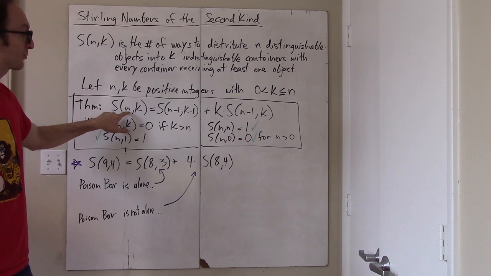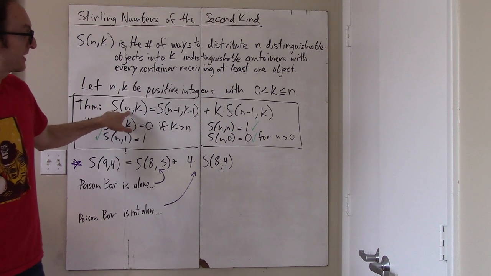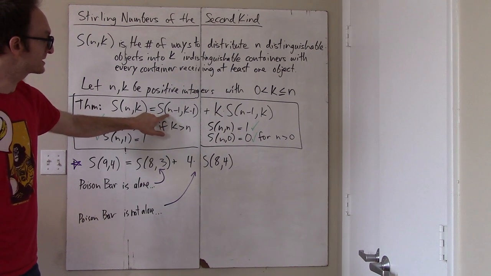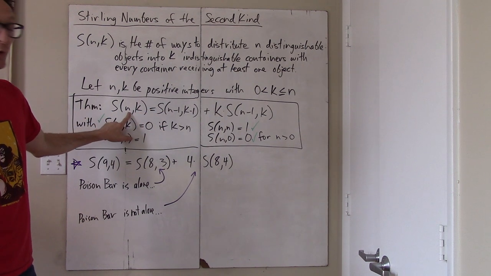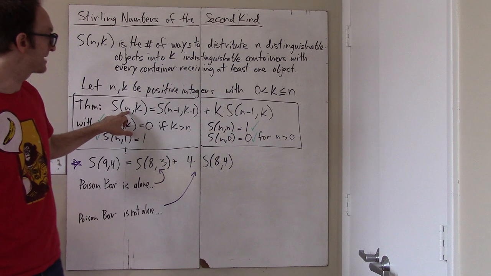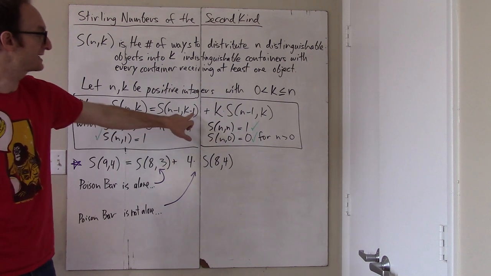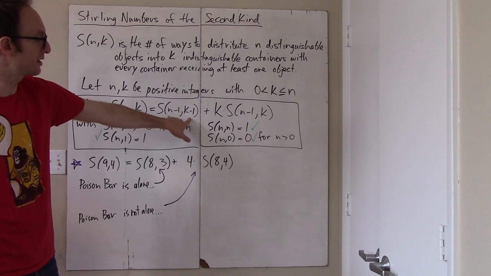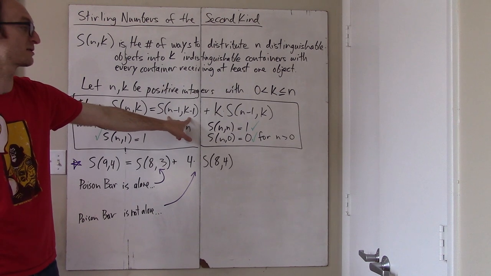What are we going to do with the red object? Are we going to place the red object alone in a box? If so, then one of our boxes has now been accounted for, the one that's going to hold only the red object, and there are thus n minus 1 remaining objects and k minus 1 remaining boxes, and thus there are this many ways to distribute those objects to those boxes.